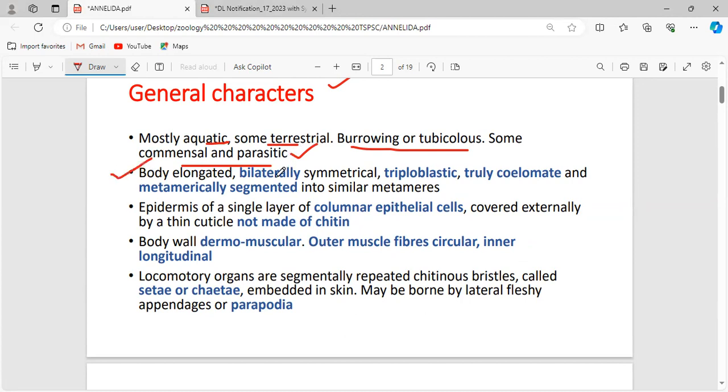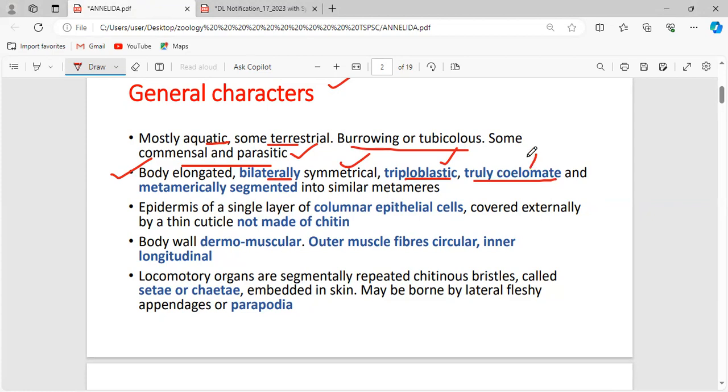And the body is elongated, bilaterally symmetrical. What is bilaterally symmetrical? We have to cut that particular organism at a particular plane. We can't cut the organism at any plane to get two equal halves. Bilaterally symmetrical means we can cut the organism only at a particular plane. Triploblastic again: ectoderm, endoderm, and the middle mesoderm. There are three layers when it comes to triploblastic animals.